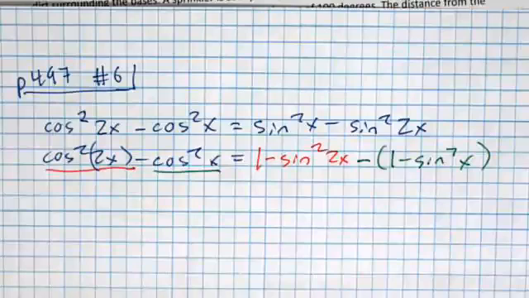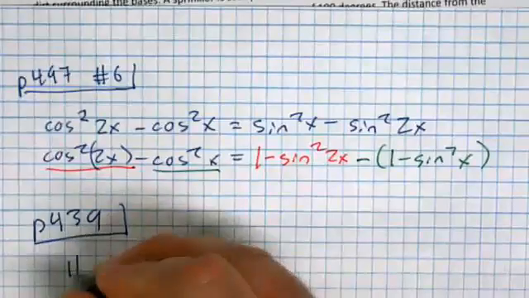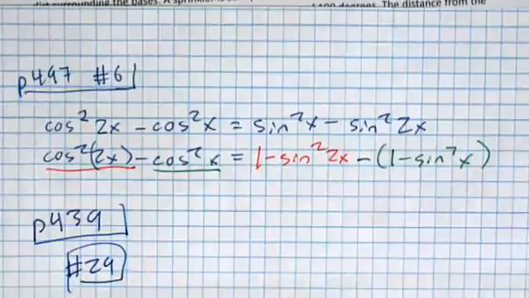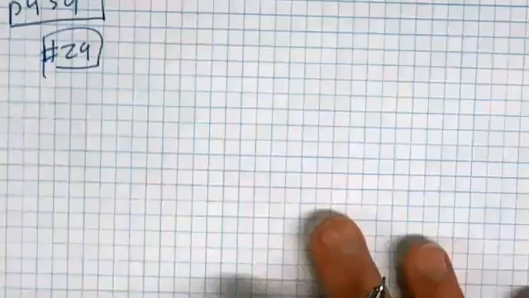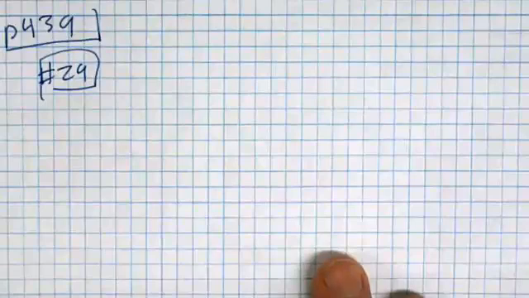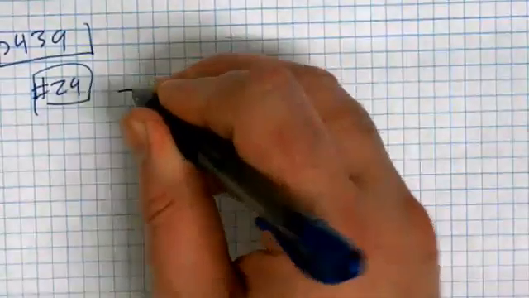29, give me page number. 439, thank you. Number 29. Right, evaluate exactly all 6 trigonometric functions for the angle. Use reference triangles, not the calculator. All right, so 29, we got negative pi over 6.